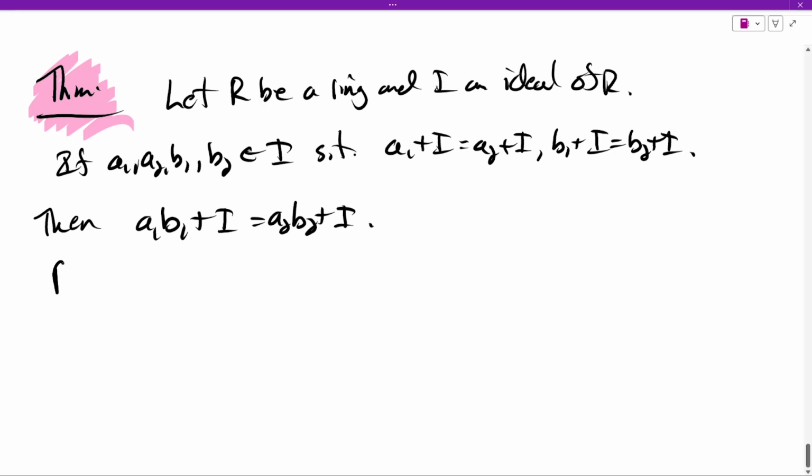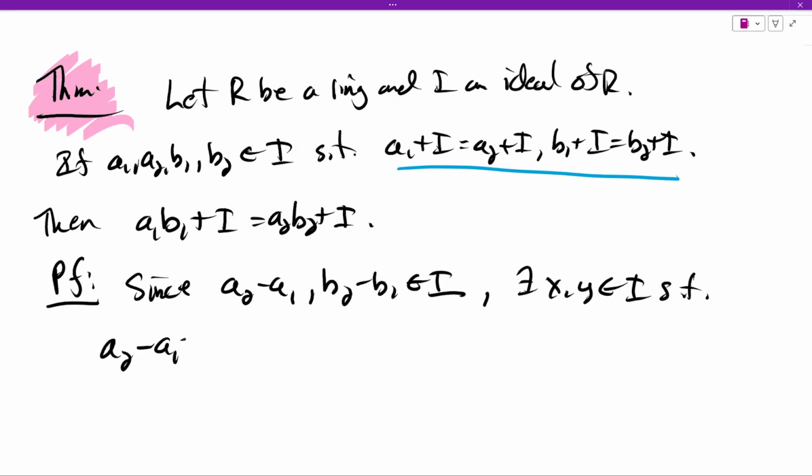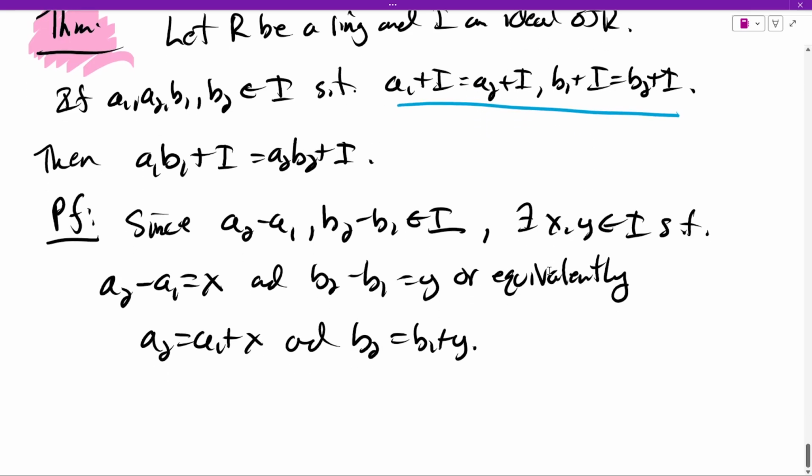All right, so proof. This one's going to be slightly longer. So since a2 minus a1 and b2 minus b1 are in I, because they're congruent modulo I, it's using this assumption right here, there exist x and y in I such that a2 minus a1 is x and b2 minus b1 is y, or equivalently, a2 is a1 plus x and b2 is b1 plus y. Great. Now we're just going to multiply it.